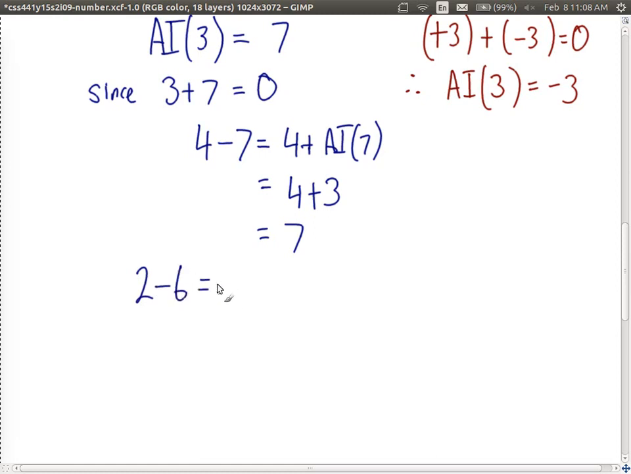2 minus 6. Find the answer. 2 plus the additive inverse of 6. The additive inverse of 6 is 4, because 6 plus 4 equals 0. So it becomes 2 plus 4, which equals 6.